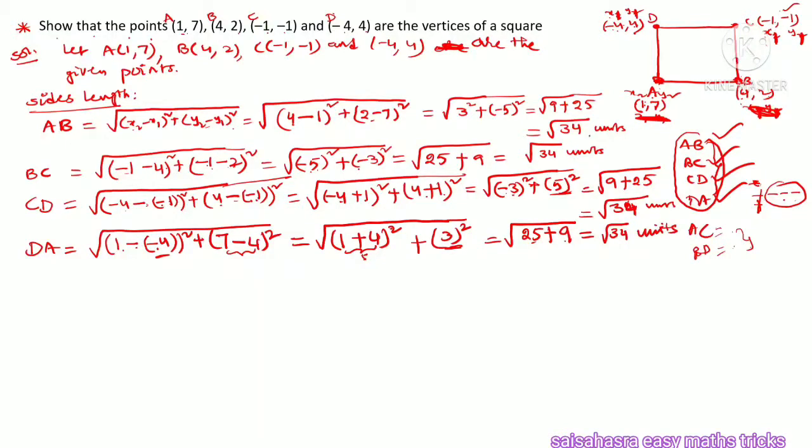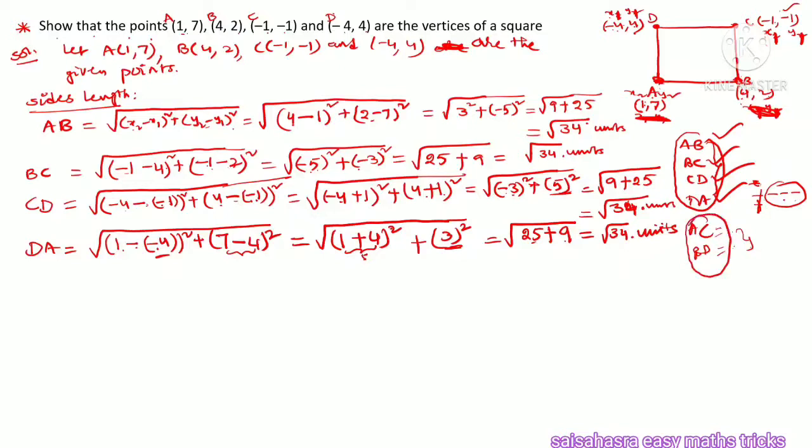Some students will think, sir, all the four sides have equal length: this is root 34, this is root 34, this is root 34, this is root 34. So that is why we can declare that these are the vertices of a square. No, not like that. In a rhombus also, all four side lengths are equal. In a square also, all four side lengths are equal. So the common property for rhombus and square is what? Side lengths are equal. The different property is what? In a rhombus, diagonals have different lengths, but in a square, diagonals are of equal length.